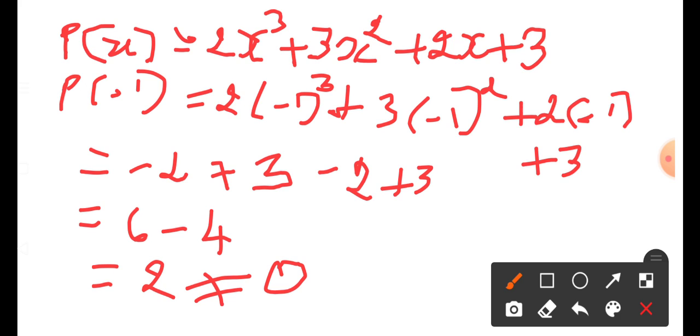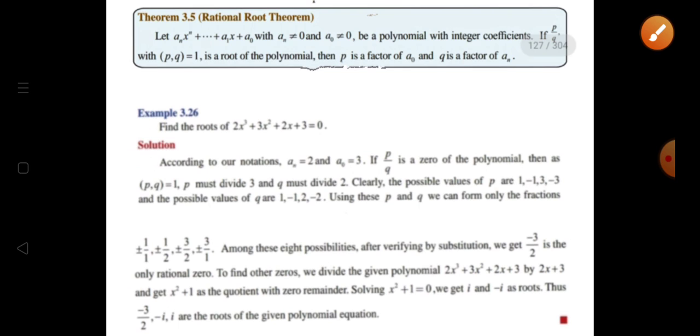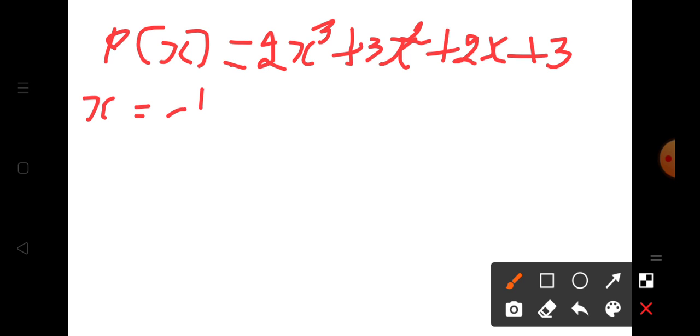Okay. Next we are going to substitute -1 by 2. Now listen, the next p by q value is -1 by 2. First we write p of x, next we substitute the value. Now listen, p of x is equal to 2x cube plus 3x square plus 2x plus 3. Now we are going to substitute x is equal to -1 by 2.